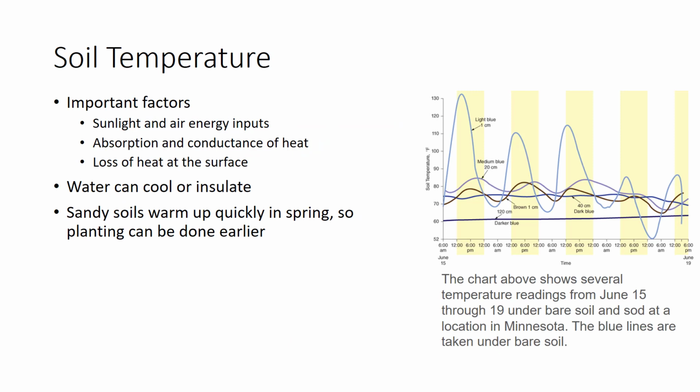Soils in the growing regions of the world maintain a temperature balance over the growing season that is satisfactory for plant growth. Soil temperature depends on several interacting factors of energy inputs of sunlight and air temperature, soil's absorption and conductance of heat, and loss of heat at the surface. Soil temperature varies according to the amount of soil energy absorbed. Dark-colored soils absorb sunlight energy readily, while light-colored soils reflect a greater proportion of sunlight and remain cooler.